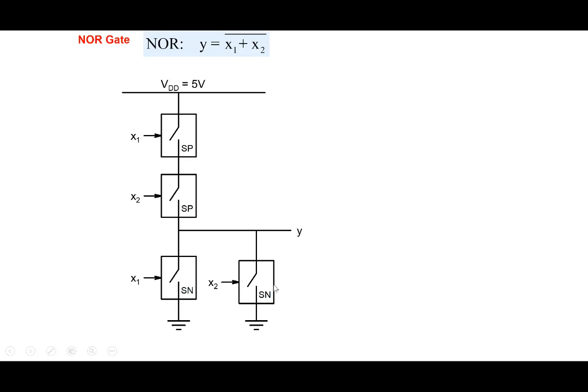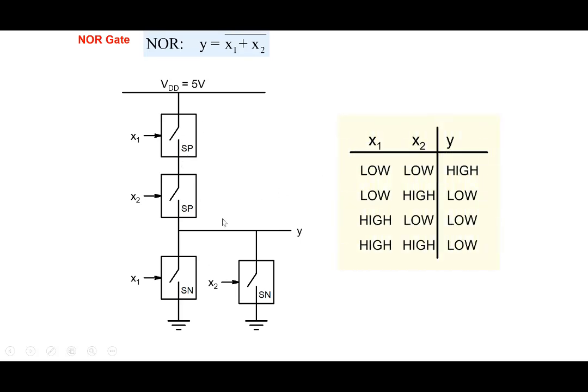So you connect them in parallel, and if they are in parallel, then the corresponding network here is in series. You can verify that only when both X1 is 0 and X2 is 0, both these switches are on and Y is connected to VDD. If either of them is 1, the corresponding switch is off and Y is disconnected from VDD. So it's only when X1 is 0 and X2 is 0 that you get Y equal to high. Otherwise, for all other cases, you get Y equal to low here. So that behaves like a NOR operation.